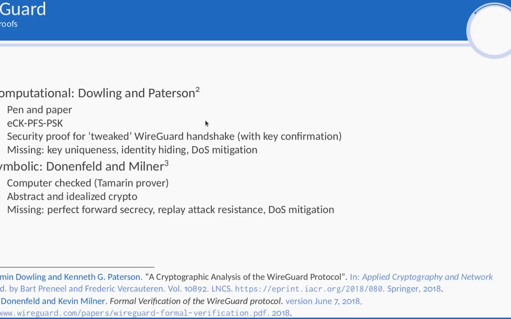On the other hand, by abstracting crypto building blocks, the symbolic model can be better automated and has played an important role in discovering logic flaws and attacks in, for example, TLS 1.3 and the 5G protocol. So Donenfeld and Milner proved some security properties of WireGuard, but they did not prove perfect forward secrecy, replay attack resistance, and DoS mitigation.